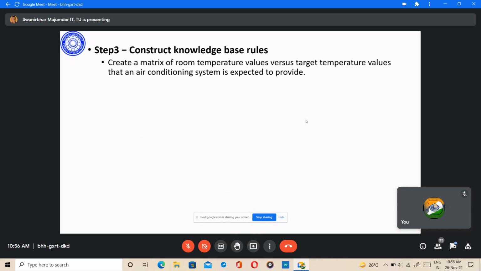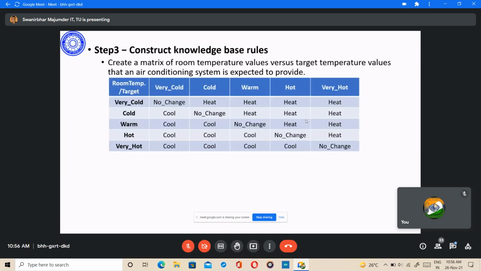And as you go ahead, you'll construct the knowledge based rules based on who is there and how many people are there. If more people come, you'll change the temperature accordingly. So you see here what is happening. If left side and right side both are very cold, you see the diagonal terms are having no change throughout. You can see the diagonal terms. So whenever the left side room temperature and target temperature both match, you'll have no change. And in between, whether it is cold, you have to cool it down for very cold, and here you see this side is all cool and this side is all heat.